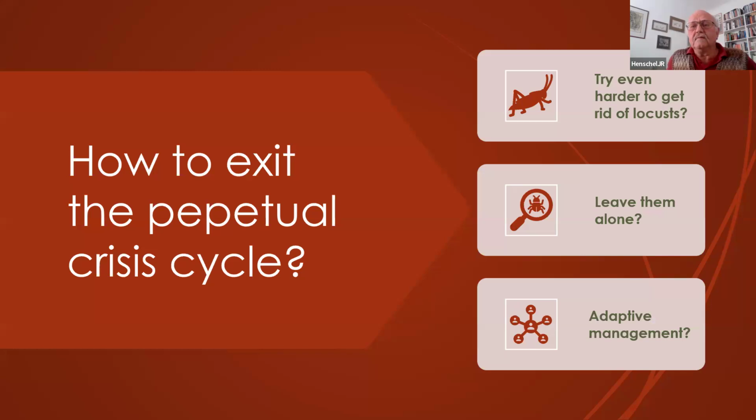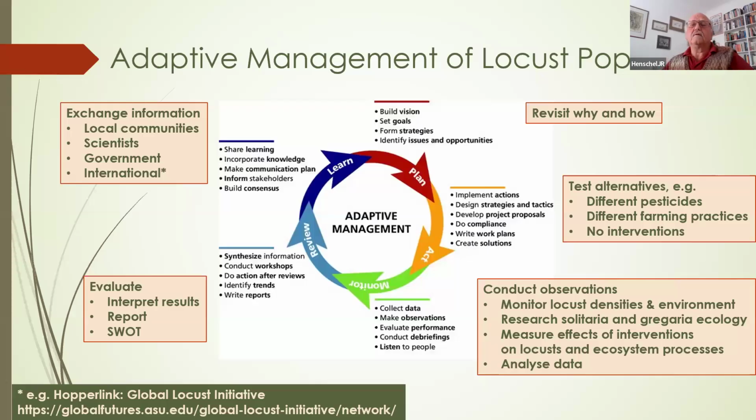How can we exit this perpetual cycle? Well, we can try even harder, arguing that over the last 100 years we haven't done things right or worked hard enough on that. We should dispense more pesticides or apply them in a smarter way. The other option is to leave the locusts be and see what happens. But there are probably a lot of concerns there, and therefore one should also look at adaptive management, which is an aspect that has not been seriously considered. We were on the verge of that in the 1970s, but it needs to be revisited at this stage.